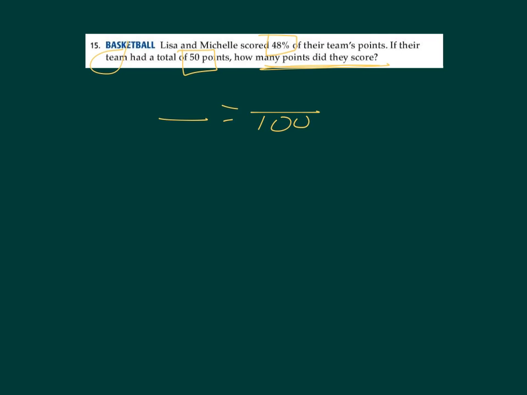So even if I think about what this means, Lisa and Michelle scored 48%. That's 48 out of the 100%. If their team scored 50, their team is the total, the whole. And I can even see that word total there. But there's a difference between that idea of the team and them. So now I want to know how many points they scored.